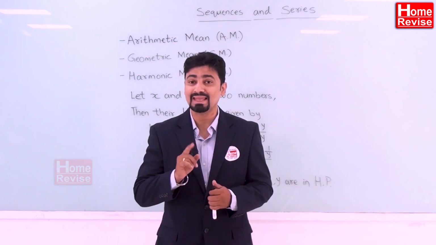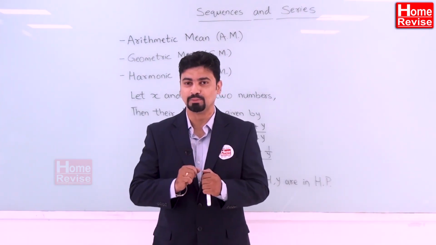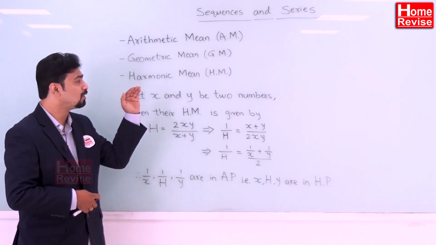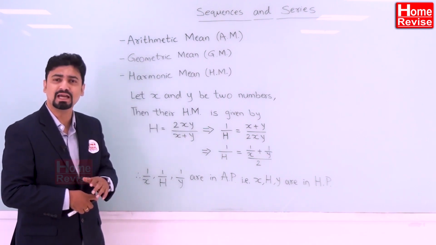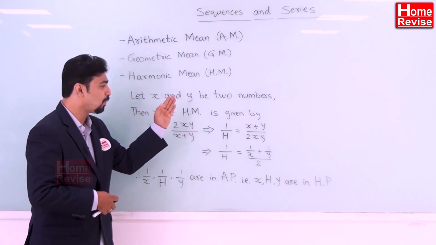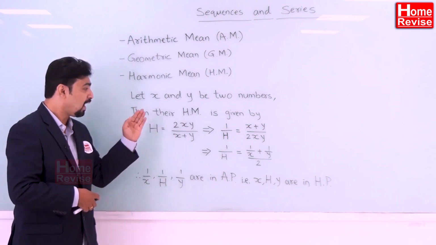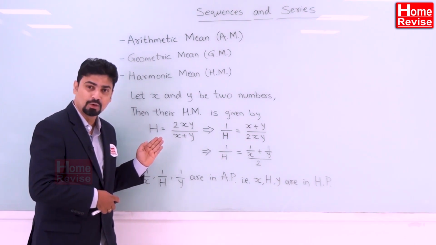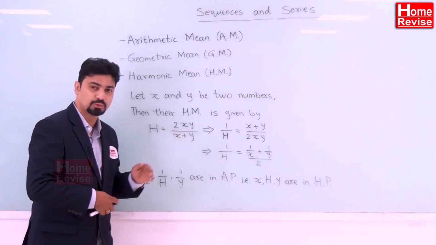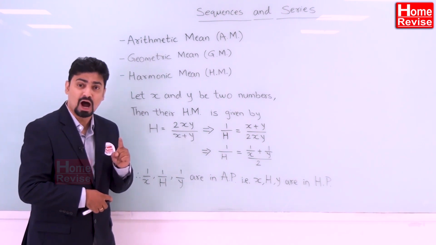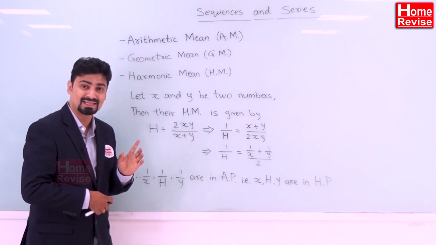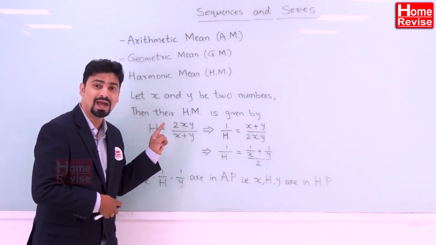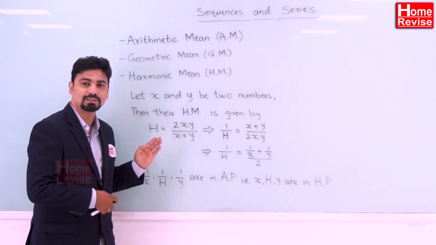Let us now understand the next important mean, which is the harmonic mean. Just like we learned arithmetic mean and geometric mean, now we are going to see the harmonic mean. Let us again assume two numbers, x and y. Then the harmonic mean of these two numbers is given by h = 2xy/(x + y). Kindly remember, my friends, how to find the harmonic mean, that is h. So h is given by h = 2 into xy, whole divided by x + y.